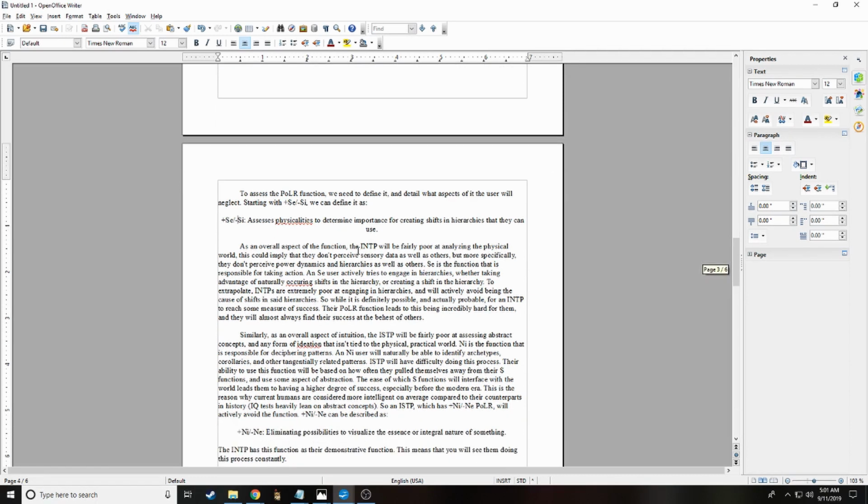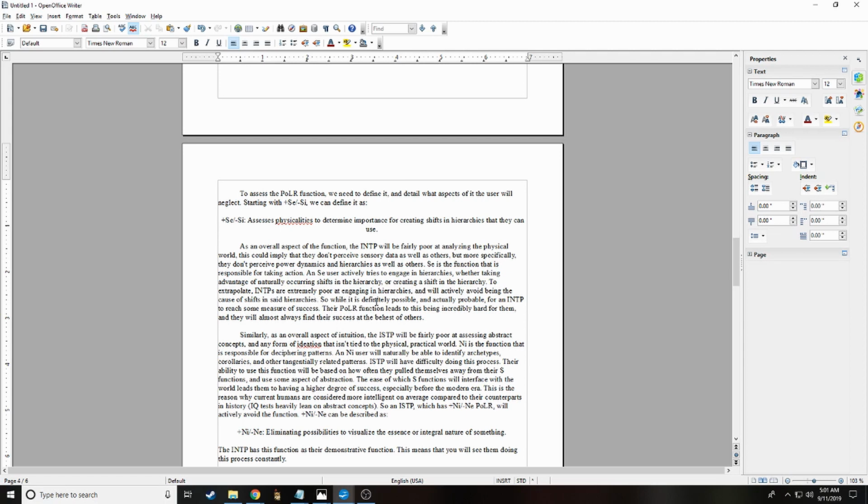As an overall aspect of the function, the INTP will be fairly poor at analyzing the physical world. This could imply that they don't perceive sensory data as well as others, but more specifically, they don't perceive power dynamics and hierarchies as well as others. SE is the function that is responsible for taking action. An SE user actively tries to engage in hierarchies, whether taking advantage of naturally occurring shifts in the hierarchy or creating a shift in the hierarchy. To extrapolate, INTPs are extremely poor at engaging in hierarchies and will actively avoid being the cause of shifts in said hierarchies.